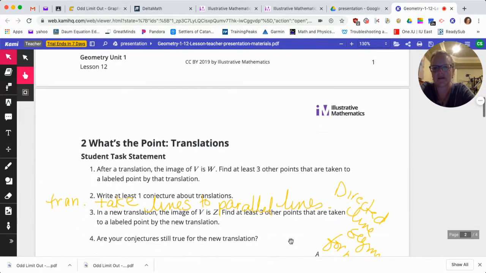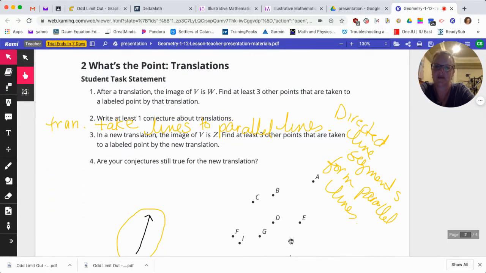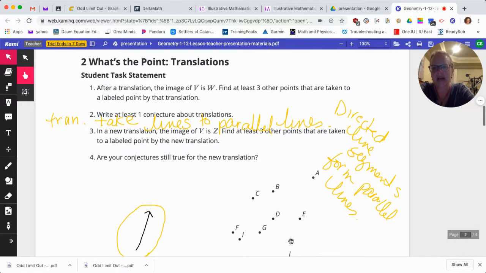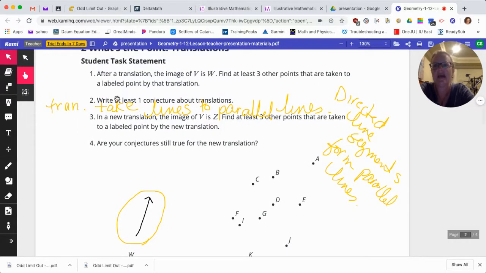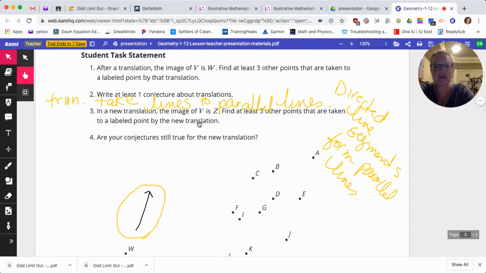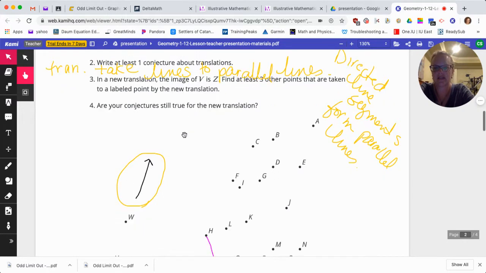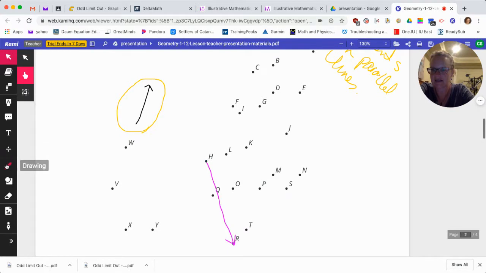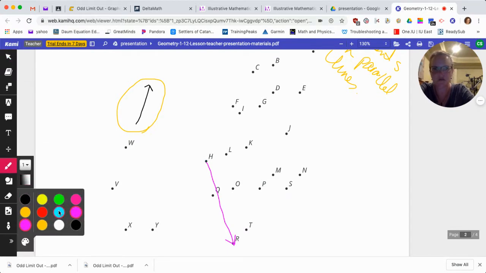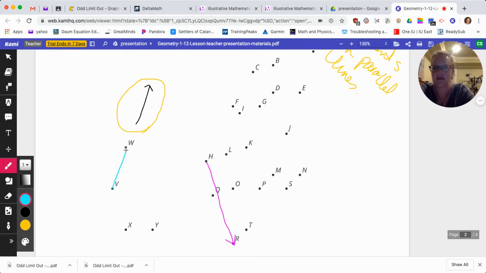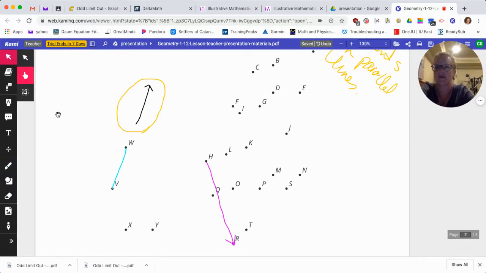All right, let's go into our first example. What's the point? Translations. So student task statement. After translation, the image of V is W. Write at least 3 other points that are taken to a labeled point by that translation. What I did here is, we're going to go V to W. What's really cool is I'm going to drag this along and we'll see.